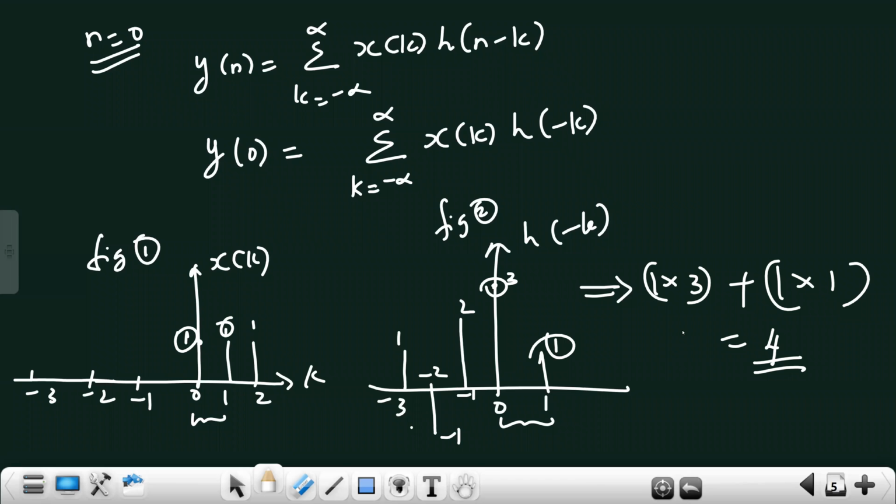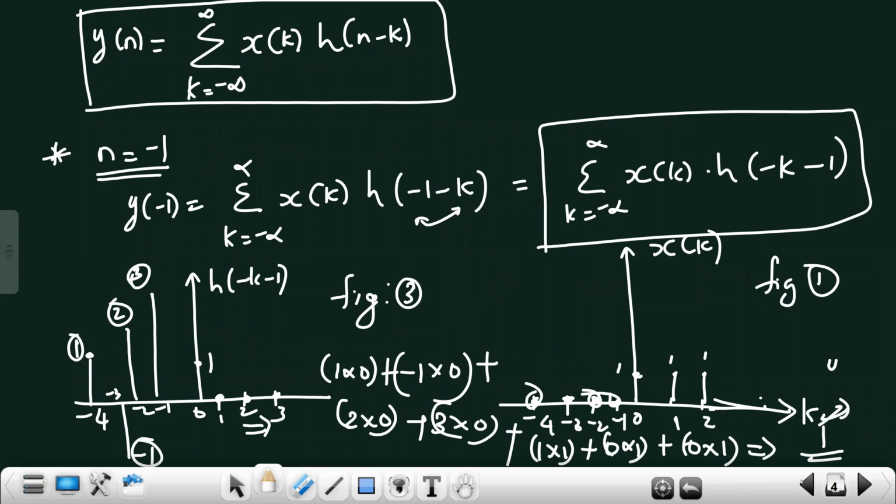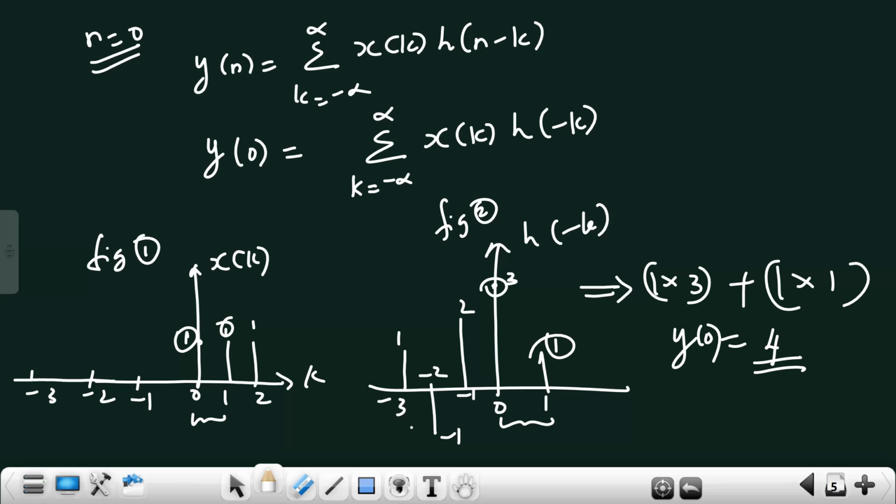So this is y of 0. The previous answer was y of -1, at n equal to -1. At n equal to 0, you have an answer, that is y of 0, meaning the output at n equal to 0. Similarly, all of you proceed with n equal to 1, 2, 3 till 5.